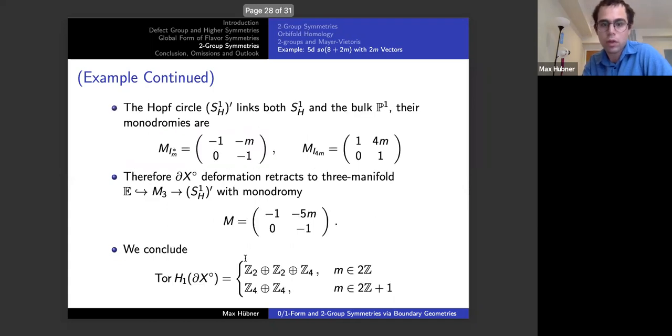The topology of M3, and equivalently this space, is completely determined by the monodromy around S1H prime. Now, this Hopf cycle links both the original Hopf cycle, which supported the non-split singularity, and the bulk P1. And so it's acted on by both of these monodromy matrices, giving a total of this monodromy matrix. And this is then again enough to just compute the homology groups. They take this form for M even, this form for M odd, and there's a universal Z4 factor which comes from the base.